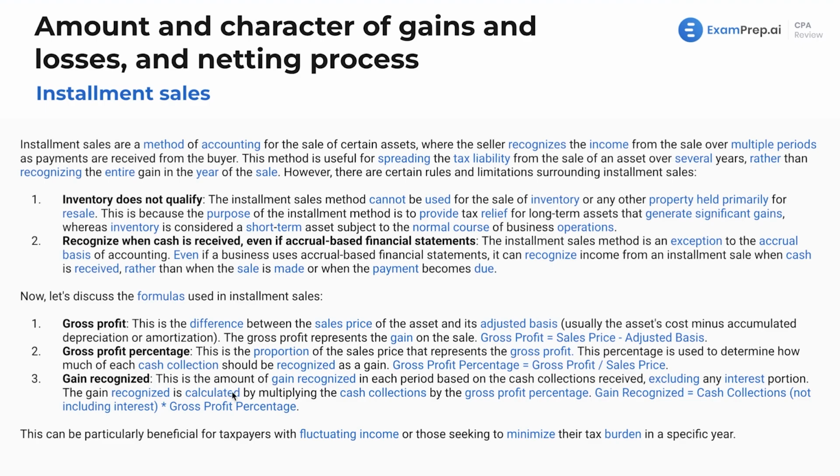And then the gain recognized. This is the amount of gain recognized in each period based on the cash collections received, excluding any interest portion. And that's interesting because also over a multi-year period, we likely have interest. People don't want to just let you borrow money for an extended period of time and not pay interest. So we'll see that as well. The gain recognized is calculated by multiplying the cash collections by the gross profit percentage. And again, I know this is all good and dandy, but seeing it with actual numbers obviously will help. But make sure you write these down, get the formulas familiar in your mind. Overall, again, what's the point of this? It can be particularly beneficial for taxpayers with fluctuating income or those seeking to minimize their tax burden in a specific year. All right, moving along.